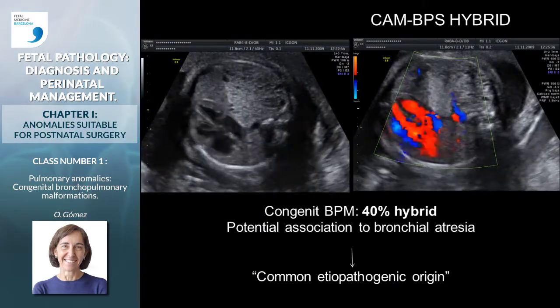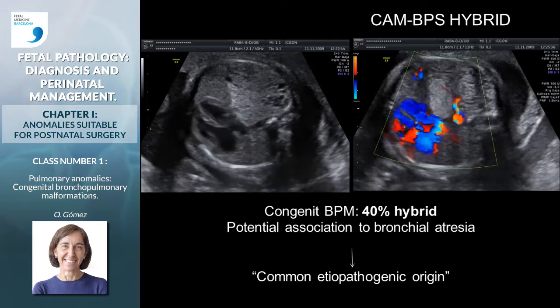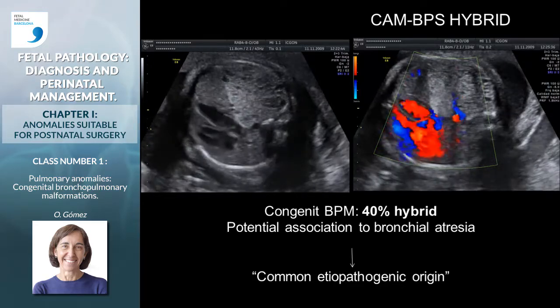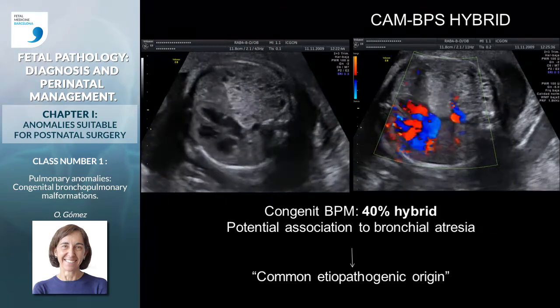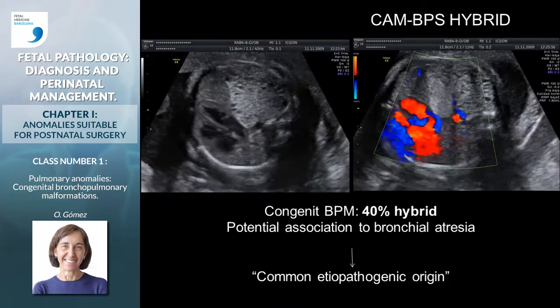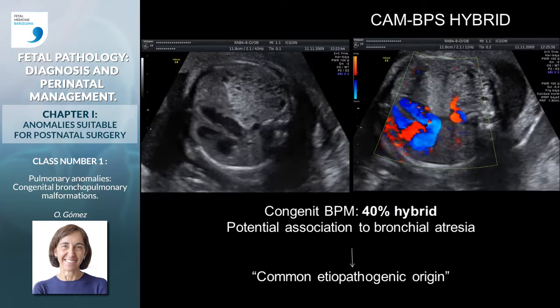In addition, these lesions are frequently associated with other bronchial lesions, and it is now accepted that congenital bronchopulmonary malformations have a common etiopathogenic origin and that the generic term should be used.